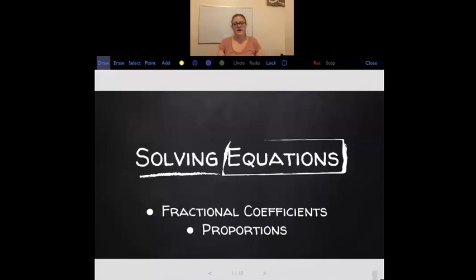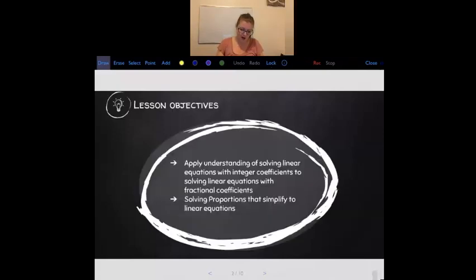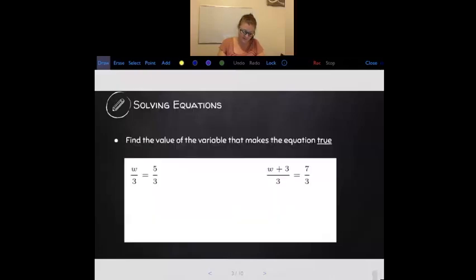In this lesson, we'll talk about solving equations, particularly equations that have fractional coefficients and proportions. We'll apply our understanding of solving linear equations with integer coefficients, what we did at the very beginning of the class, to solving linear equations with fractional coefficients, and then we'll also solve proportions that simplify to linear equations.